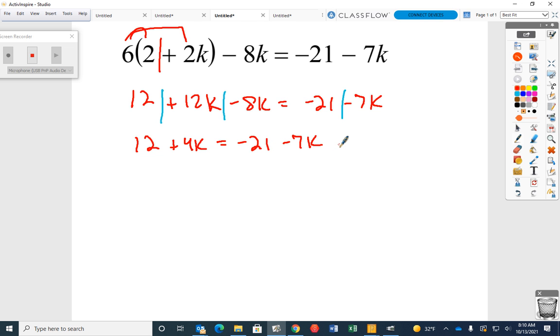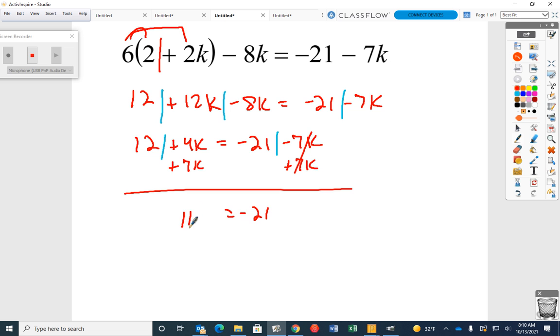Does everybody understand what we did there? Yes? Okay. What's next? I need to get my variables where? On the same side, okay. So let's separate these. Which one is easier to move? The positive 4 or the negative 7? Negative 7. Okay, so I'm going to add 7K here and add 7K there. Did I zero these out? That's what I want, right? So I have negative 21. What's 4K plus 7K? 11K. And then I have a 12 right here, okay? What do I now have?